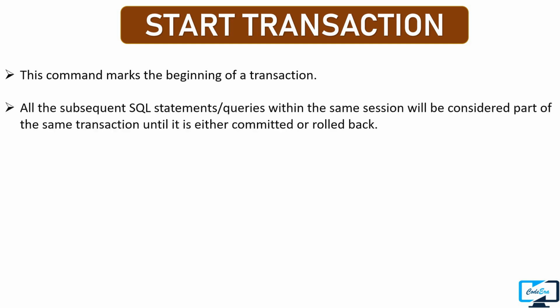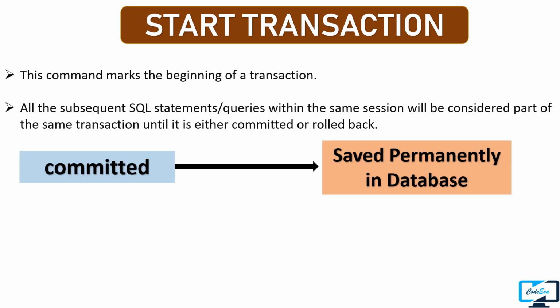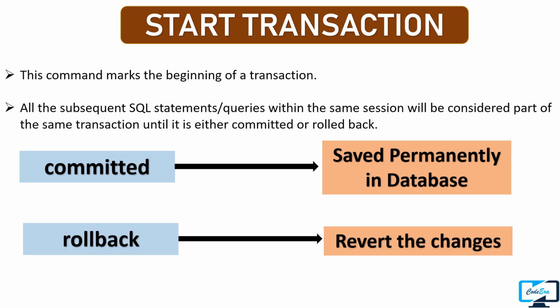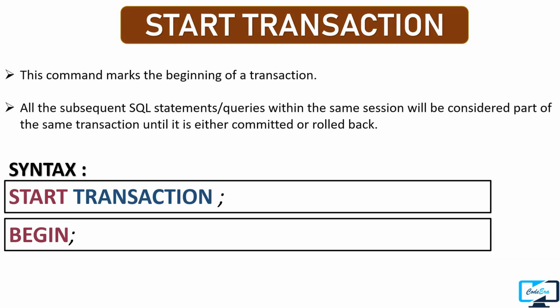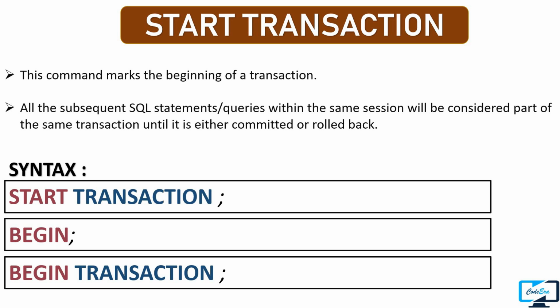Now all the SQL queries we execute after this command will come under the same session of the transaction until it is committed or rolled back. Here, committed means permanently saved to the database, and rollback means undo the changes or revert the changes. In MySQL we can use the start transaction or begin command. These two commands are supported by most database management systems, and some DBMS support the begin transaction command also. Now let's run the start transaction command in MySQL Workbench and check how it works.